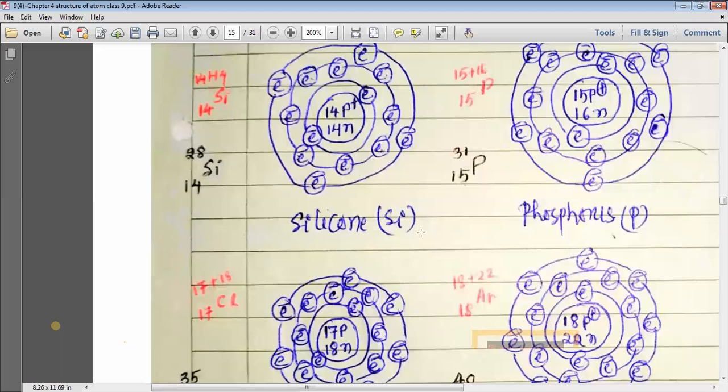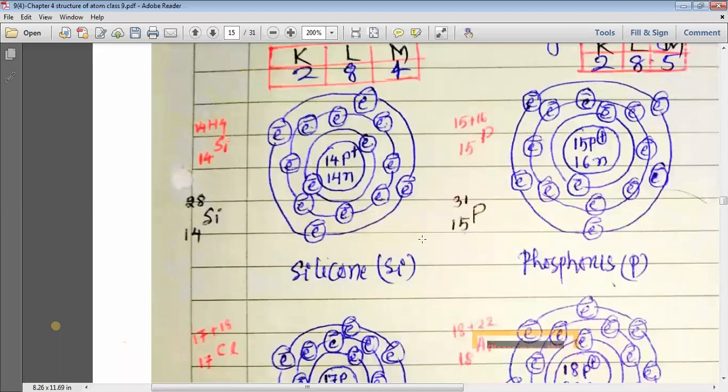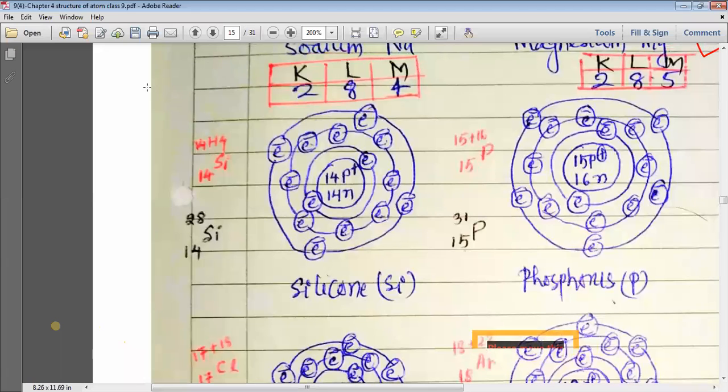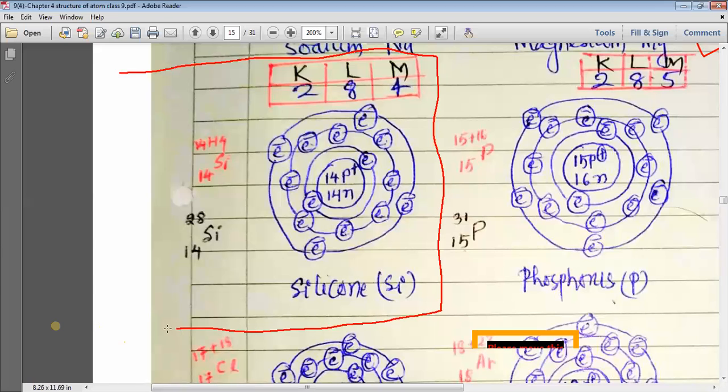Now let's look at and study the next element, and the name of the next element is silicon. So here you can study about silicon, my dear students. In silicon you can see that there are 14 protons, and as there are 14 protons, we have 14 electrons. You can sum this: 2 plus 8, 10 plus 4, 14. So in silicon, my dear students, 2 electrons are present in K shell, 8 electrons are present in L shell, and 4 electrons, you can see 1, 2, 3, and 4 electrons, are present in the M shell.